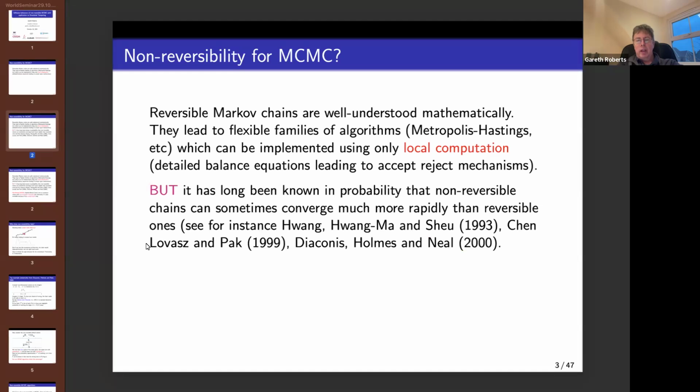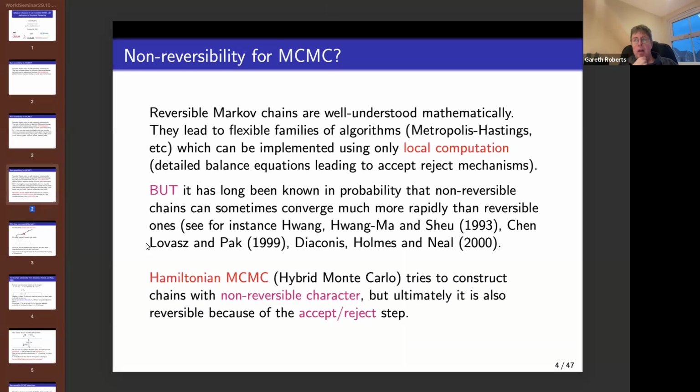I could have put a lot more references in there, but there's a lot of literature pointing to the fact that non-reversibility in some sense can help in terms of mixing of Markov chains, and that ought to be something that's useful for the MCMC community. But it's really taken quite a while for people to figure out exactly the best ways of doing that, and the first steps in that direction were probably this paper at the bottom, Diaconis, Holmes and Neal, using the lifted construction, and we'll be talking quite a bit about lifted constructions later on.